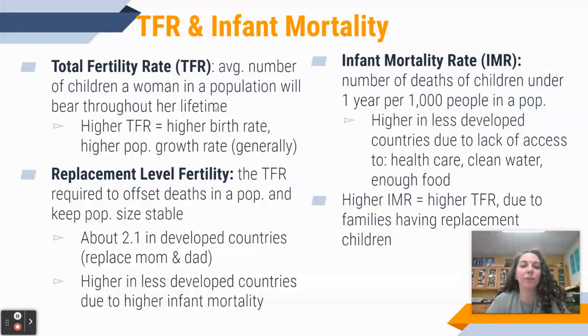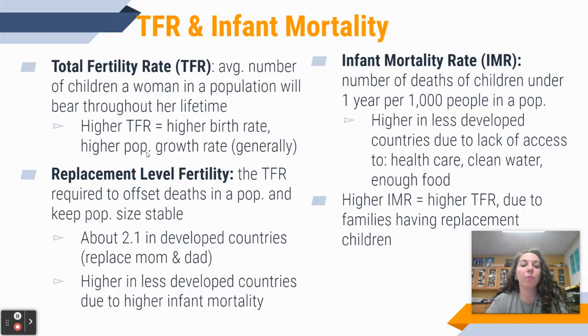So like I said, total fertility rate, just the average number of children that a woman's going to have in her lifetime. So if you think about it rationally, if we have a higher TFR, we're going to have a higher birth rate, which means we're typically going to have higher population growth.